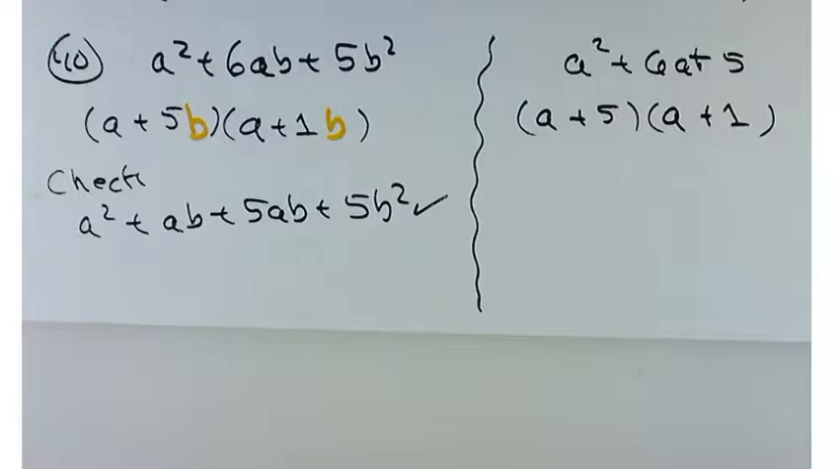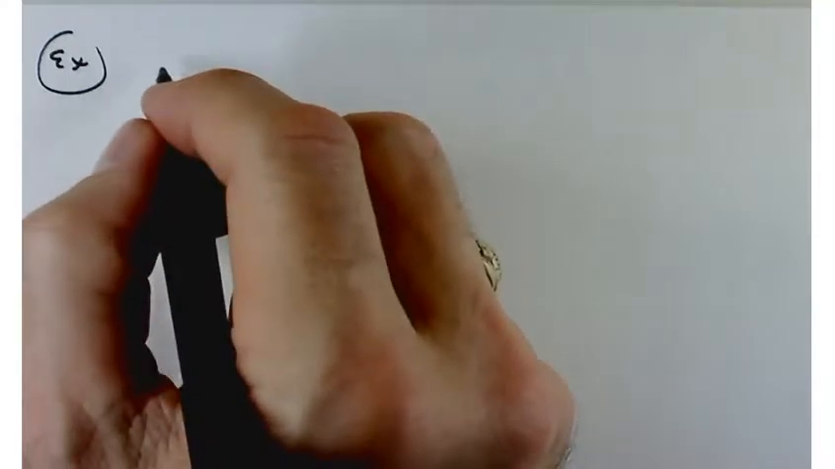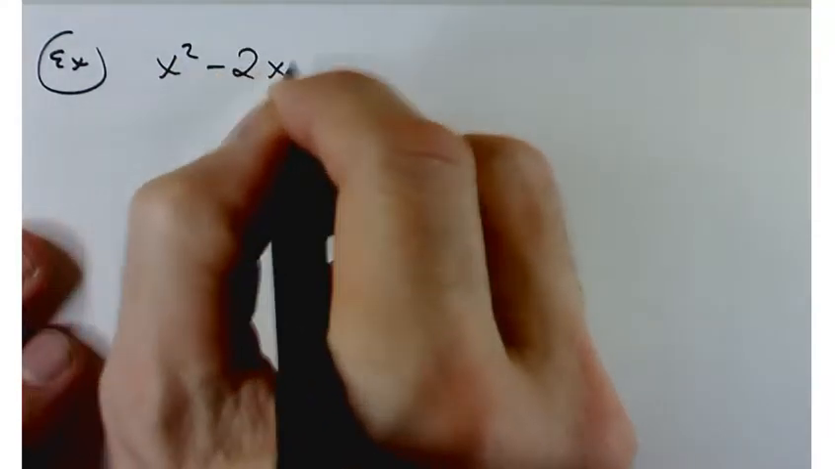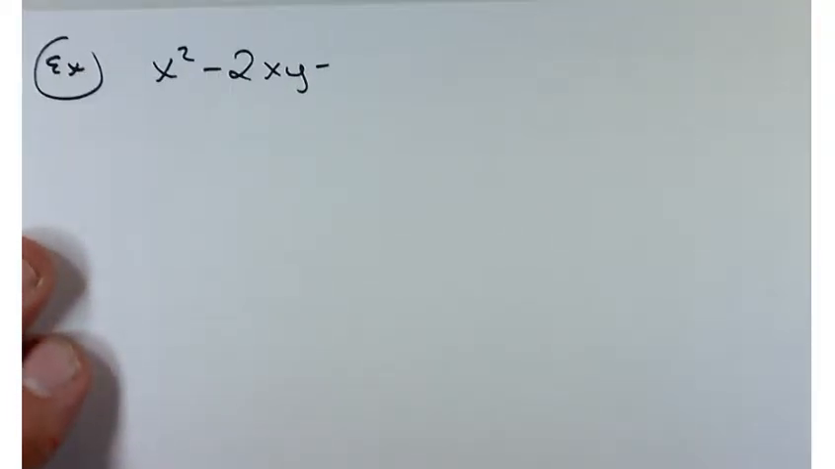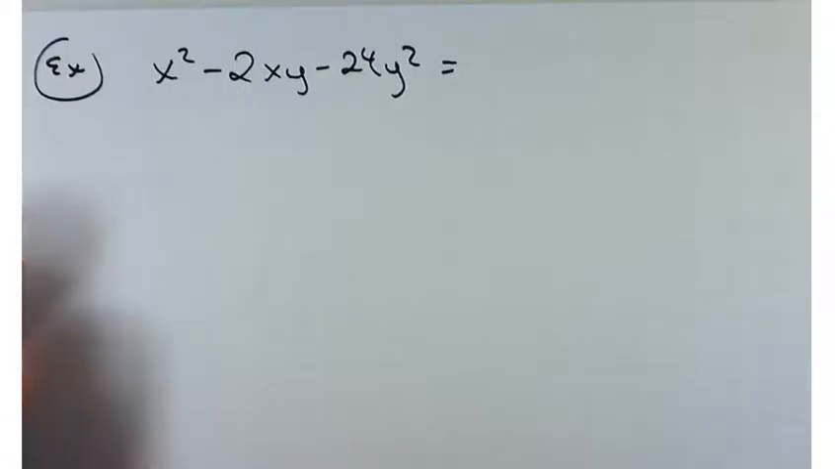Let me just make one up for you. So suppose we had, say, x squared minus 2xy minus 24 y squared. Let's see if we can't factor that.